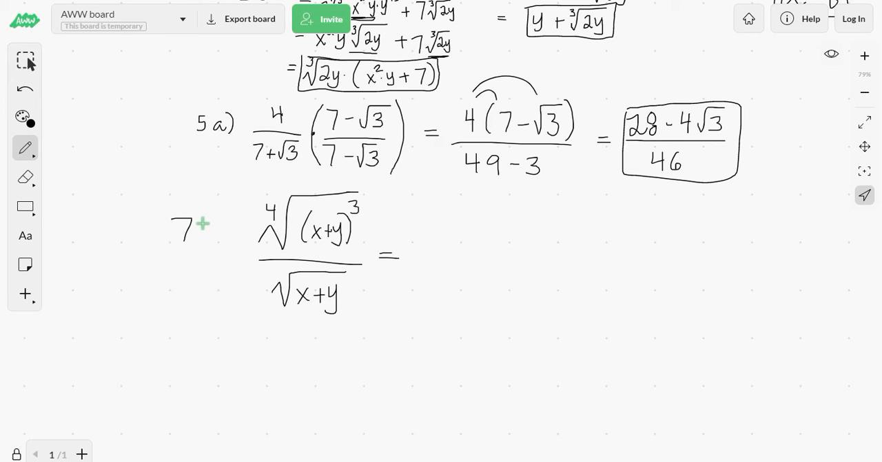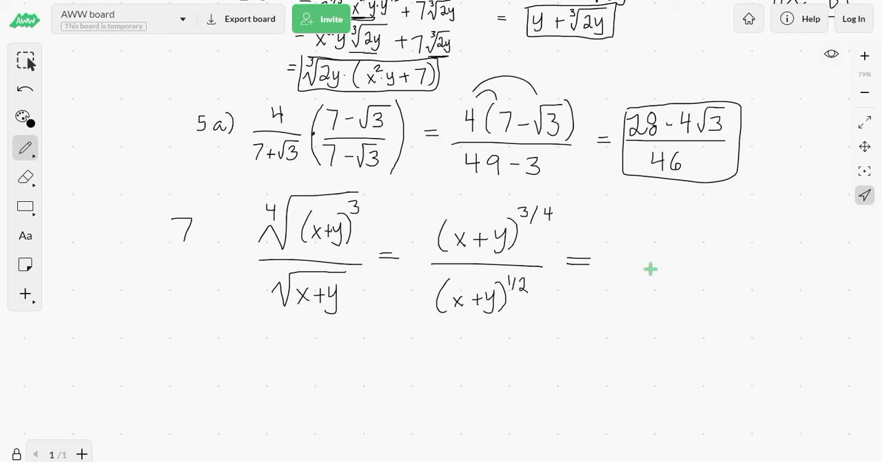We'll approach this by converting it into exponential notation. So remember what that means. That means in the top we'll have x plus y to the 3 over 4. And in the bottom we'll have x plus y to the, well, it's a square root, so it's 1 over 2.